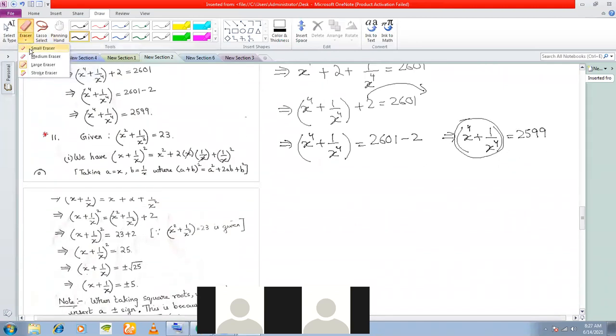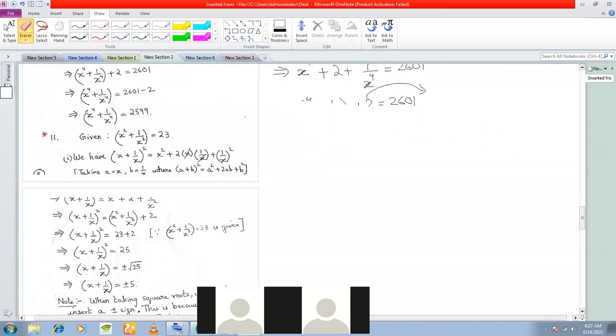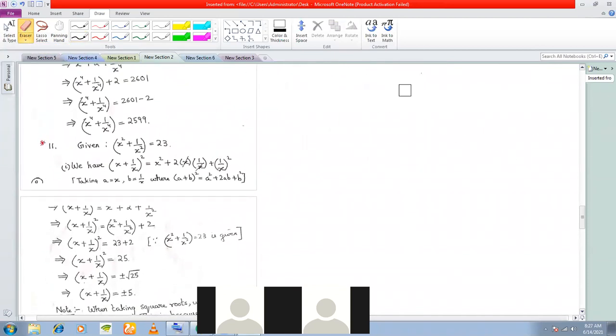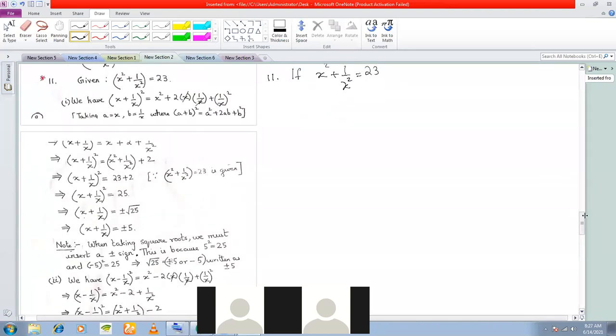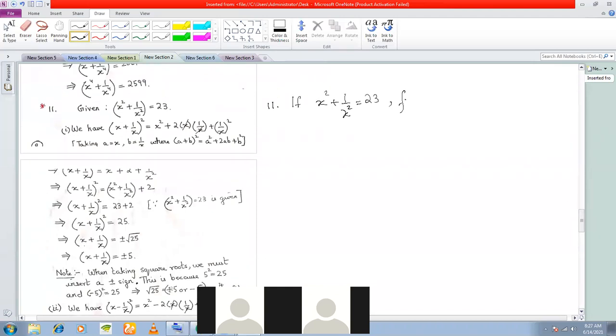Moving to the next problem. Now this problem is just the reverse of what we have already discussed in the last two problems. But this time, we have to find out the lower power of x. If the higher power is given, how do we find the lower power of x? The question here is, if x square plus 1 by x square is equal to 23, find first x plus 1 by x, and second x minus 1 by x.